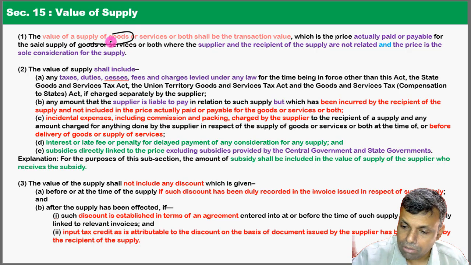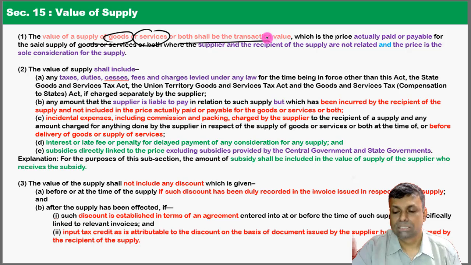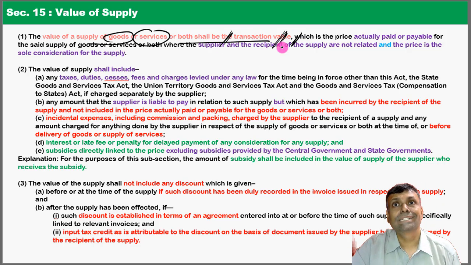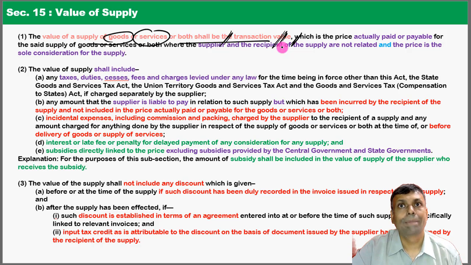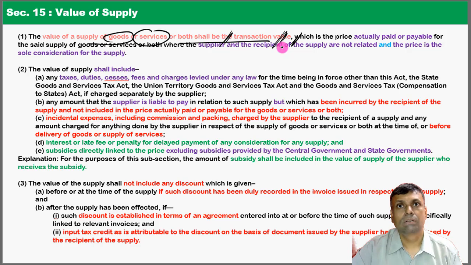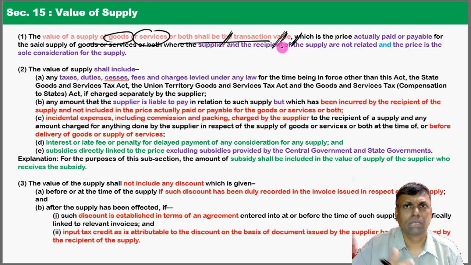The value of supply of goods or services or both shall be the transaction value. So first of all, there is the concept of transaction value, and the transaction value is basically the actual value at which the buyer buys and the seller sells. It is not exactly a fair value, but it is the actual value at which the buyer buys and the seller sells. This value is regarded as the transaction value for the purpose of GST.